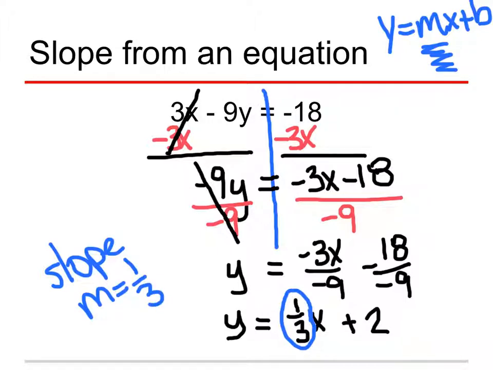So in order to find our slope, we had to make sure that our equation said y equals and it had our x term and our constant. When you solve for y, you have to distribute if there is any, then you get rid of your constant or your x term, and then you divide or multiply by the coefficient of y.